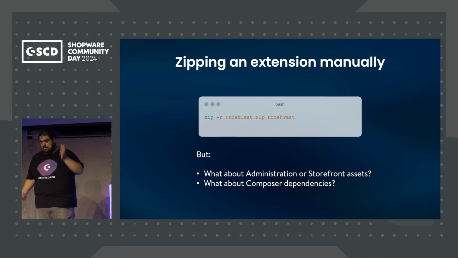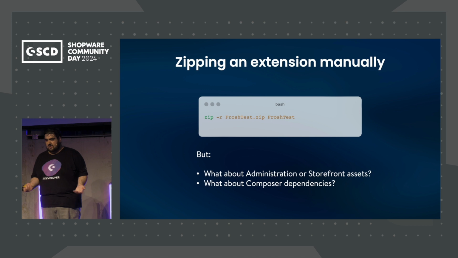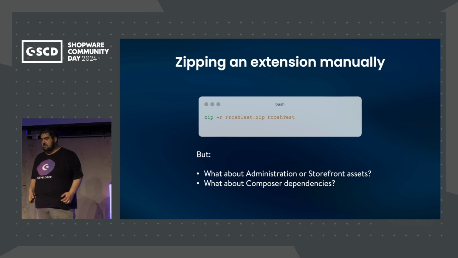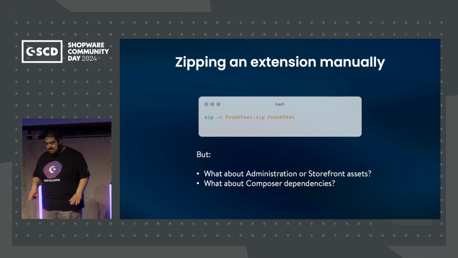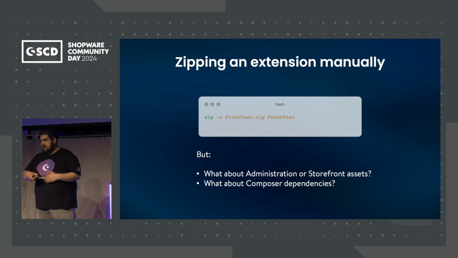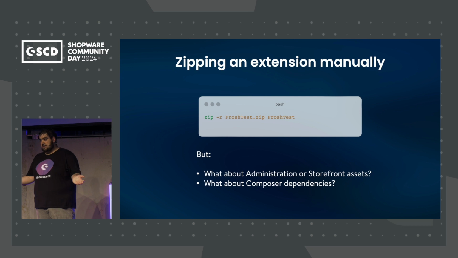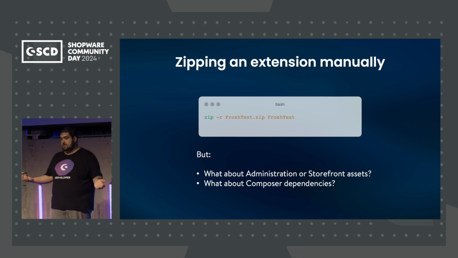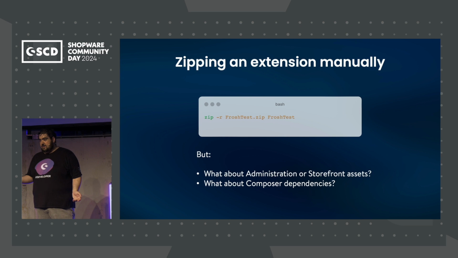But you maybe think, zipping an extension is not so complicated. Everyone can do that. Right-click in the Finder, create archive. No. It's not so easy. We made adjustments in the administration, so we have to provide a precompiled administration asset. It's the same for the storefront. So what we do regularly is we create a Shopware project, copy our extension inside, run build administration sh, and then we can zip it.